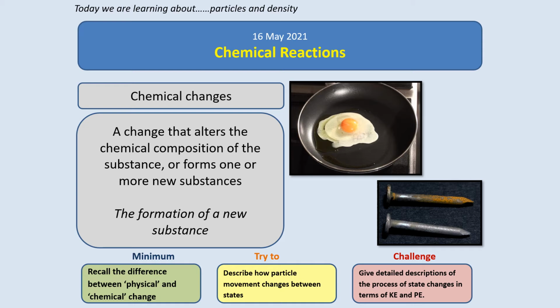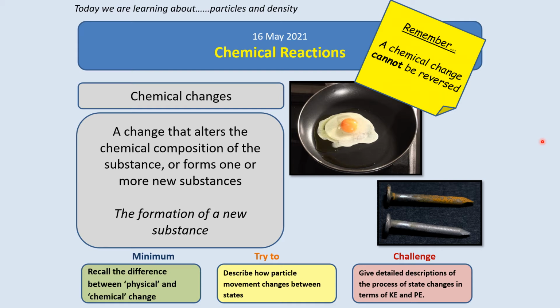On the other hand, in a chemical reaction, you're making new substances. So you're altering the chemical composition of the substance and making something new. We've got two examples of that: cooking an egg and an iron nail going rusty.